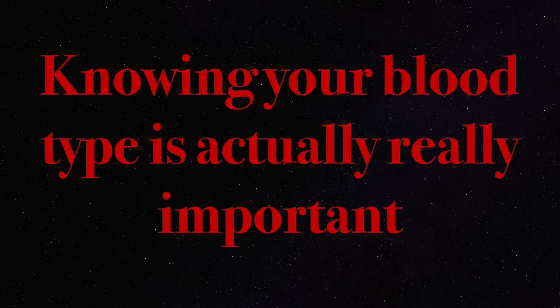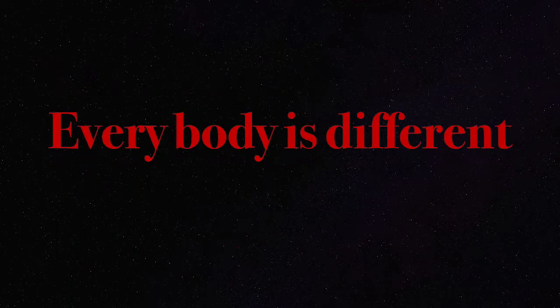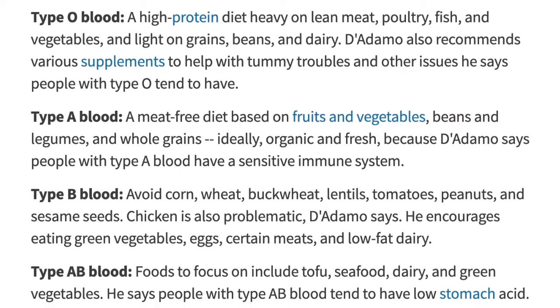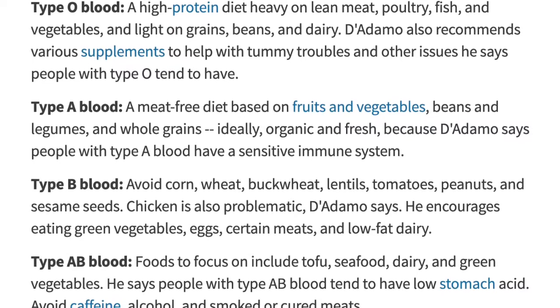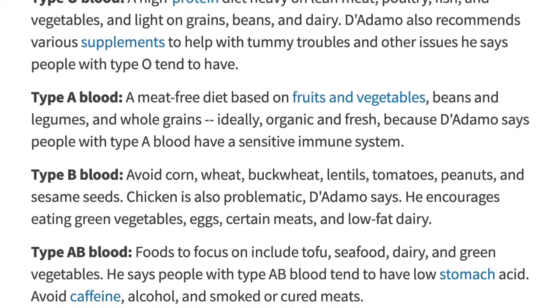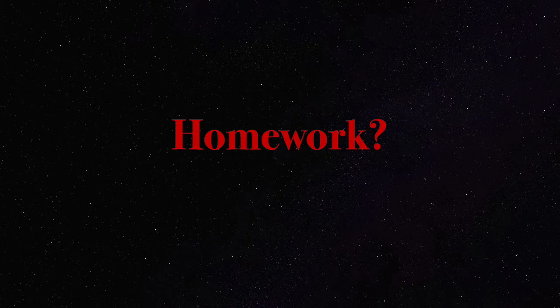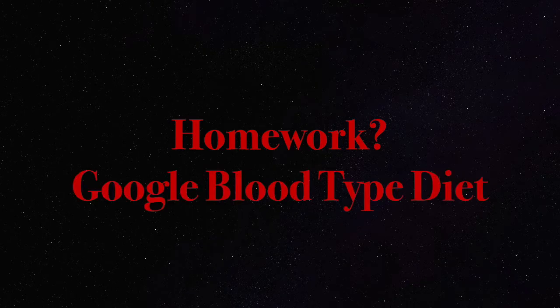Knowing your blood type is actually really important. Every body needs something different. For example, O blood needs higher protein, and B blood should avoid gluten, and so on. Eating certain foods can help keep your body healthy. So homework: Google blood type diet. Very interesting. I'm not going to go into that today. There's just so much. But yeah, do that.